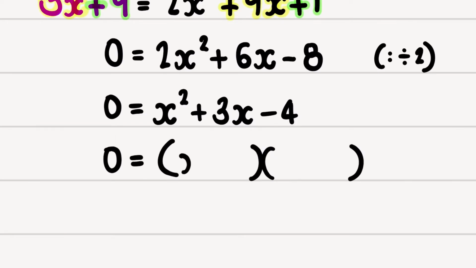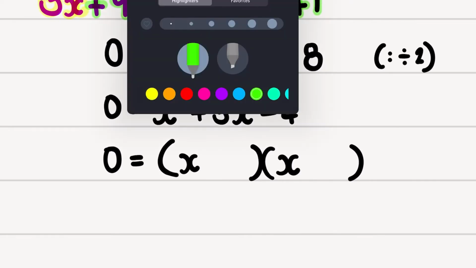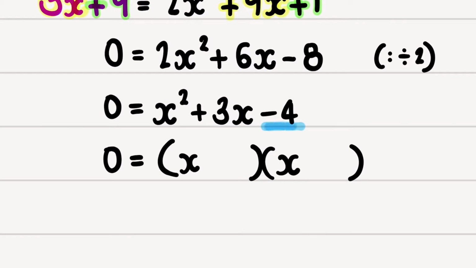X squared factored becomes x and x. When I look at my third term, which is negative 4, that means that I'm going to subtract the factors of 4 to give me the 3. The factors of 4 are 1 and 4, and 2 and 2. Now which of those when subtracted give me the 3? It's 1 and 4. So I'm going to put the 1 and the 4 inside the brackets. But the third term was negative, which means that the signs need to be different.